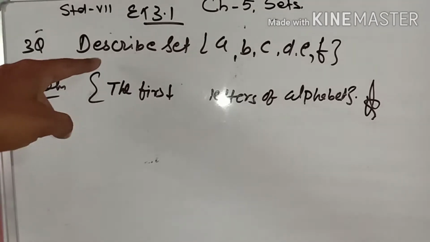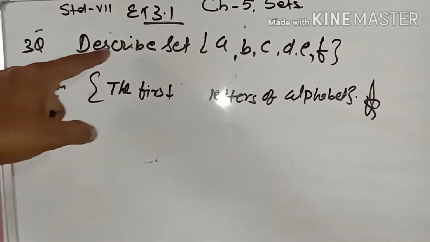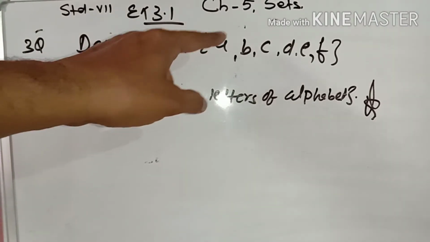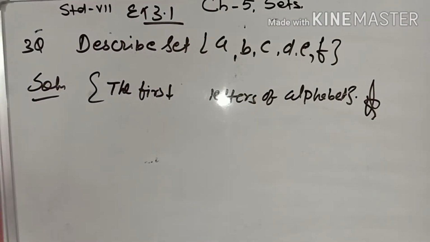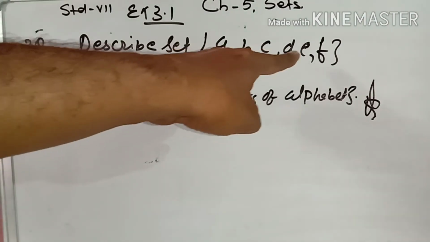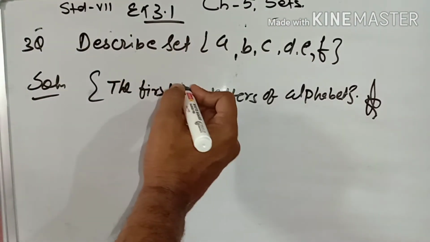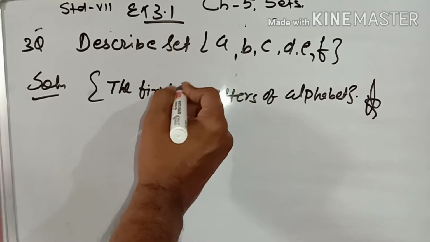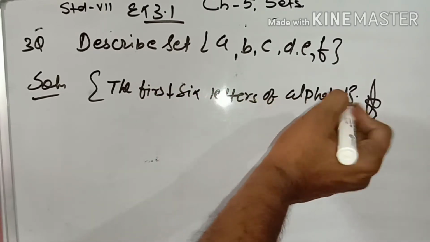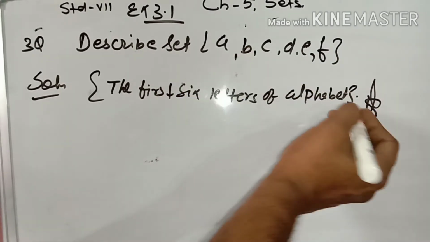Now see, according to your new book, describe set A, where the elements given are A, B, C, D, E, F. So 1, 2, 3, 4, 5, 6. Here I can write: the first 6 letters of the English alphabet. This is according to your new book. Write down please.